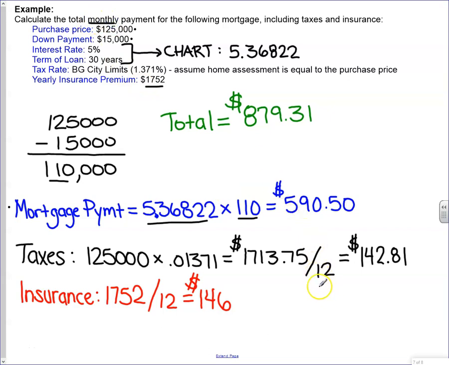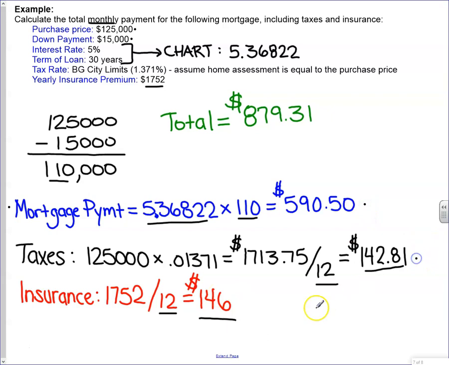And then we're looking for the monthly payment, right? So we need this to be divided by 12 so we know how much we're paying per month. And so that is what this would be: $142.81 is your monthly payment. And the same thing for insurance. We know what the yearly payment would be, but how much will we pay monthly? So we divide by 12 and we get $146.